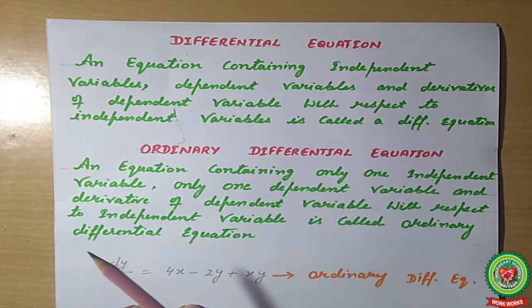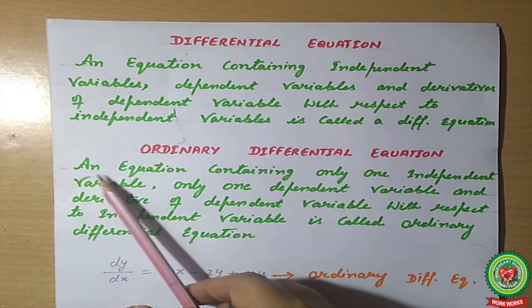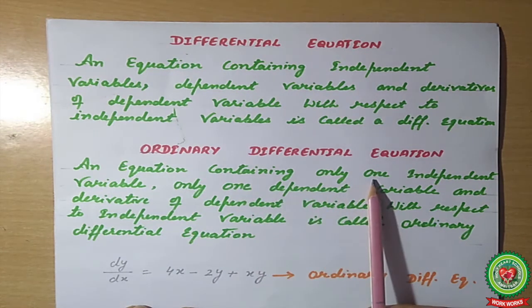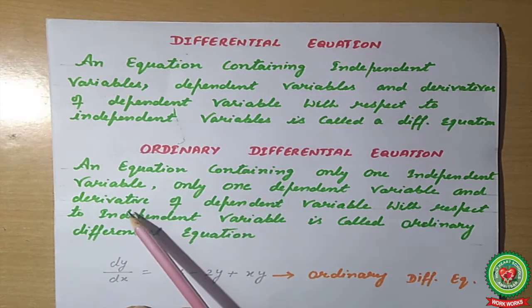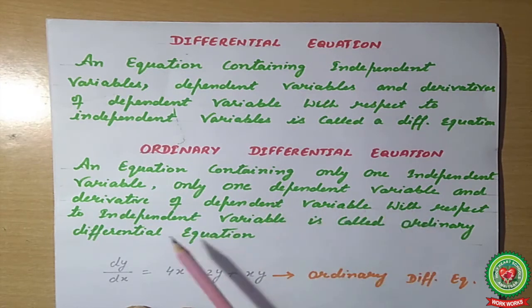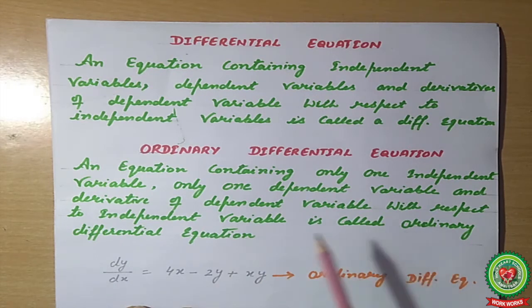Now, the differential equation is also of many types, but in our syllabus only the ordinary differential equation is there. So, we will discuss what the ordinary differential equation is. An equation which contains only one independent variable, only one dependent variable and the differentiation of the dependent variable with respect to the independent variable, that is called the ordinary differential equation. Now I am taking one or two examples.